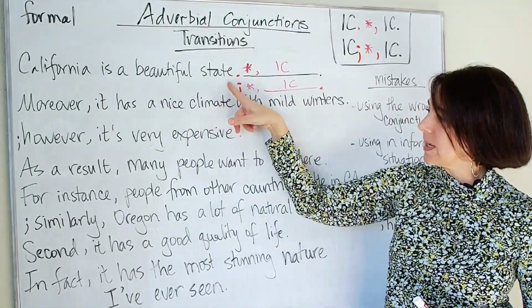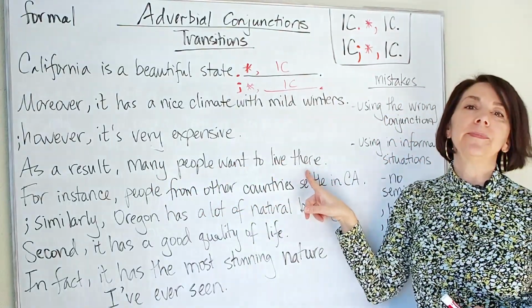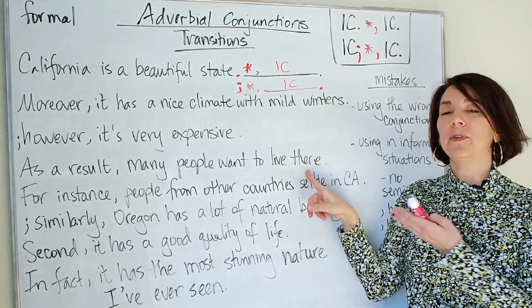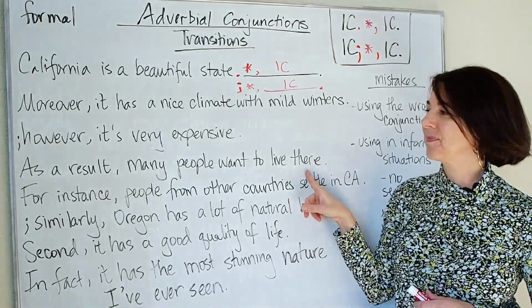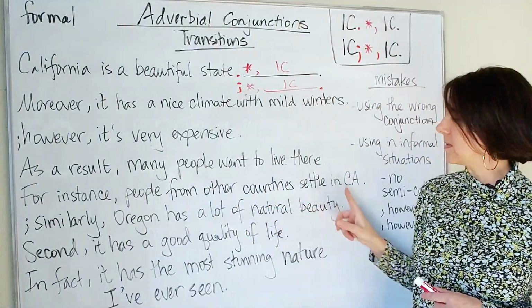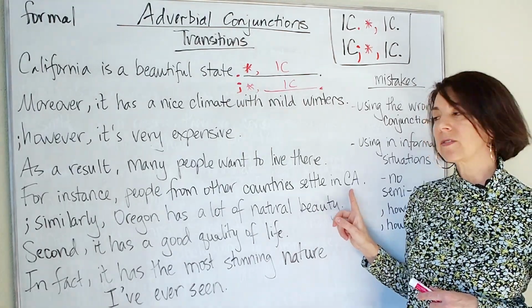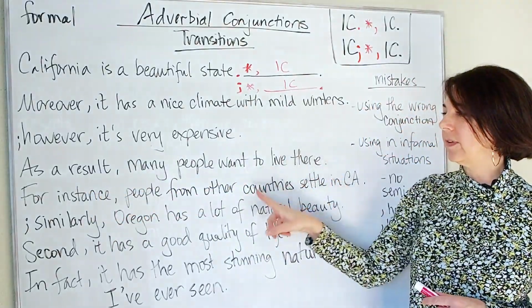It's beautiful, but it's very expensive. California is a beautiful state. As a result, many people want to live there. So this shows a result or an effect. It's beautiful. What happens next? Many people want to live there. For instance, people from other countries settle in California. So this would be a sentence that we could add after this one to give an example.